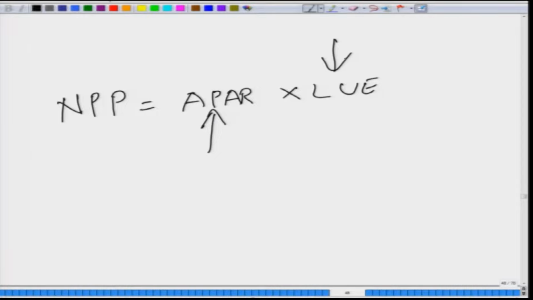Now, light use efficiency, on the other hand, is the efficiency of the plants to convert this absorbed photosynthetically active radiation into biomass. So, what we are saying here is that if the amount of photosynthetically active radiation present in an area is less, the net primary productivity will be less. Or if you have enough radiation, but it is not getting absorbed, in that case also the NPP will be less. Or if you have sufficient absorbed photosynthetically active radiation, but the light use efficiency of that particular plant is less, probably because it is not of a very good species, or because it is diseased, or because it is not getting sufficient nutrients, then also the net primary productivity will be less.